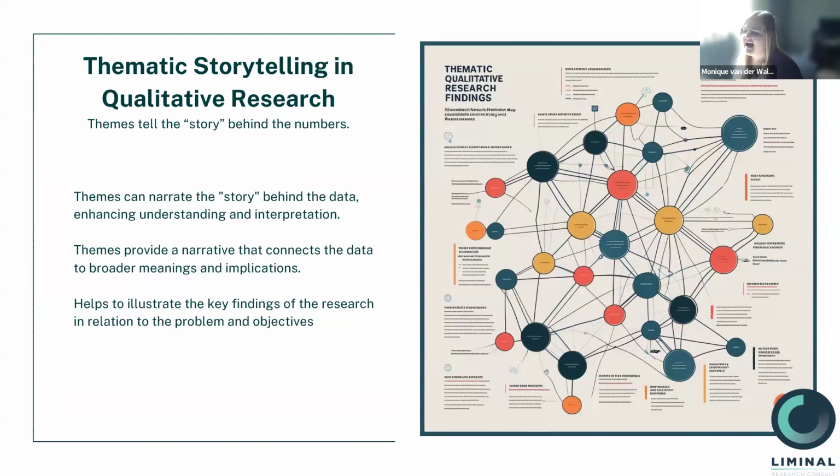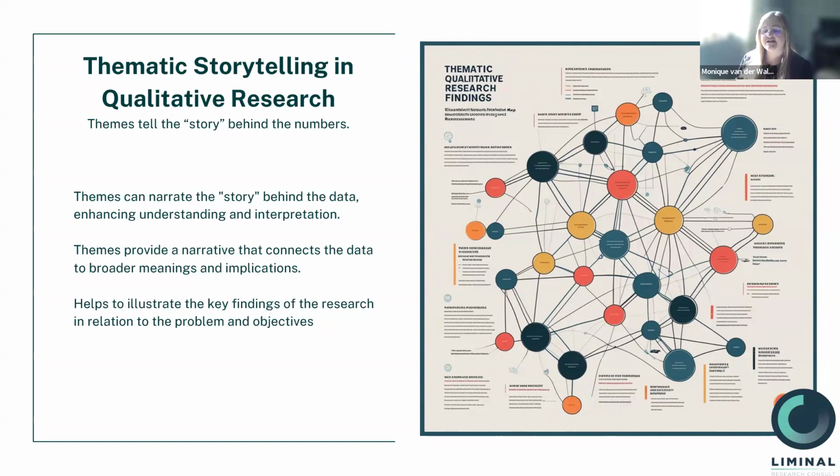So as we get to the last slide, we need to ensure that when we think about the interpretations we are making, the theme is there to tell the story. Not behind the numbers, but behind the perspectives. So themes narrate the story behind the data, making sure that we understand the context, why it is important, how it has been applied, and thinking about what the interpretation is. Think of themes as the bridge between the raw voices and your final research message.